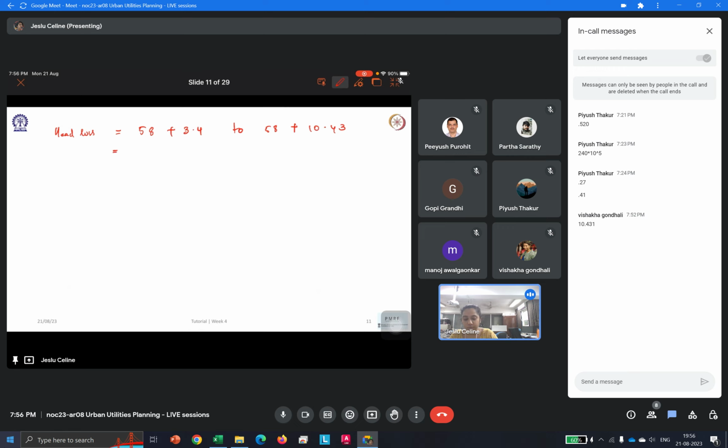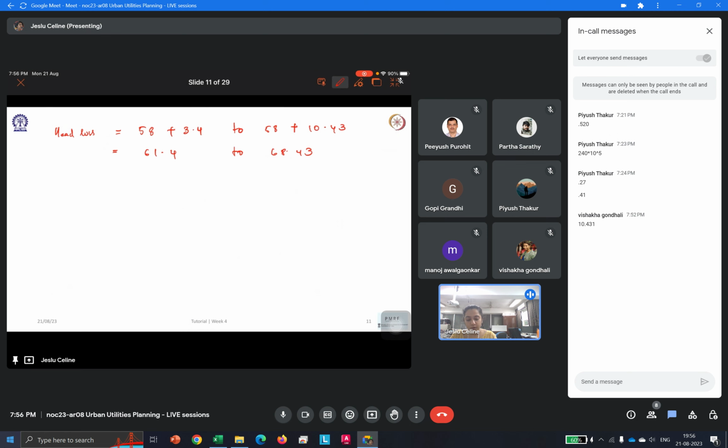So this works out to around 61.4 to, this one would be around 68.43. So this is the approximate range that we are getting, right? Everybody with me till here?